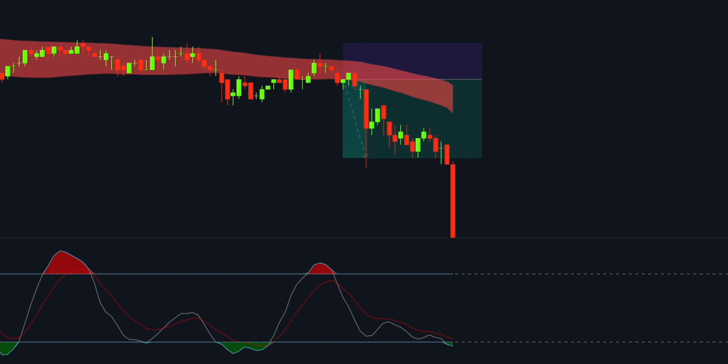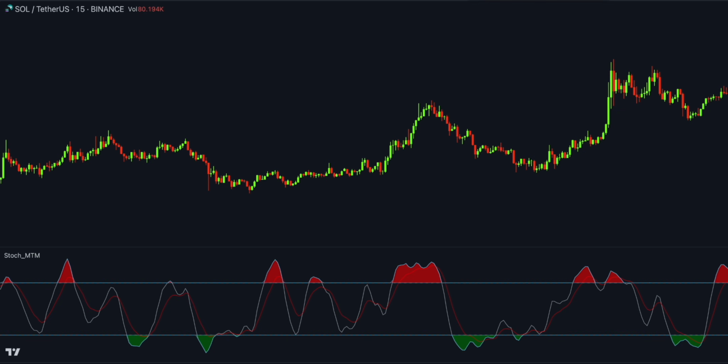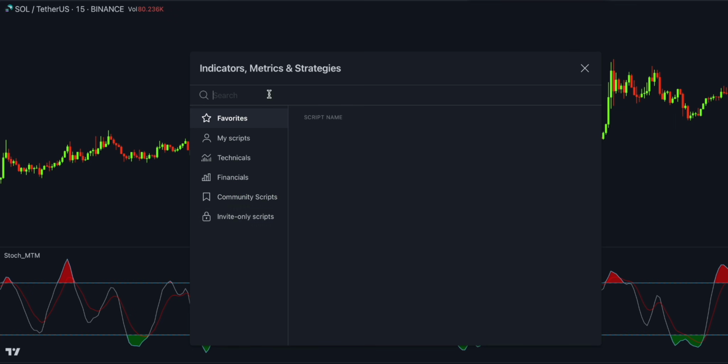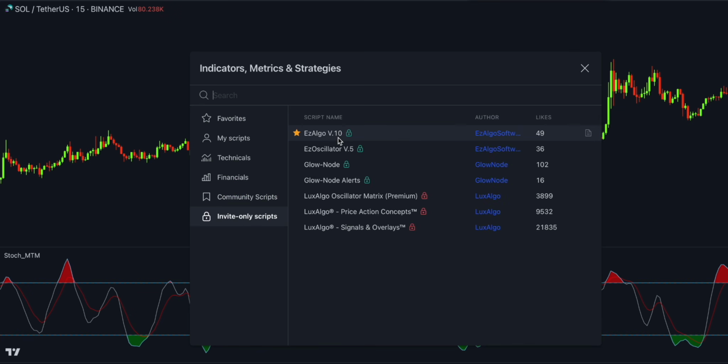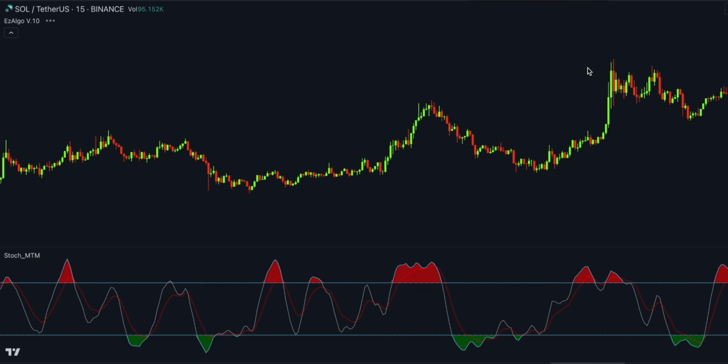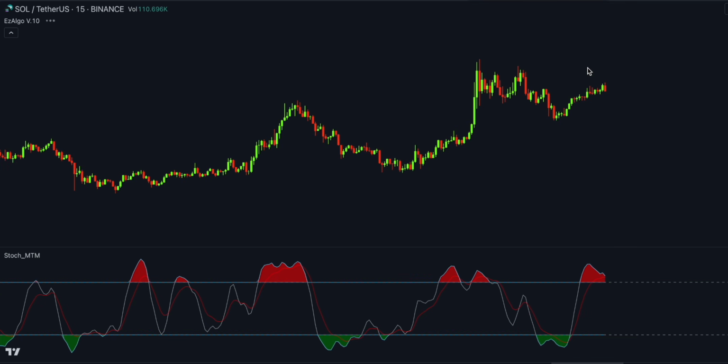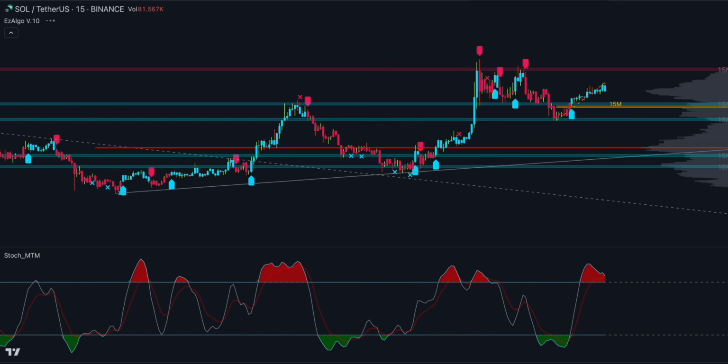For the second indicator option, I have a truly wonderful script. It is called Easy Algo. With this tool on your chart, you will see data unavailable to 90% of traders. Multiple trading setups can be created with this indicator. Let me show you the one that works well for me.